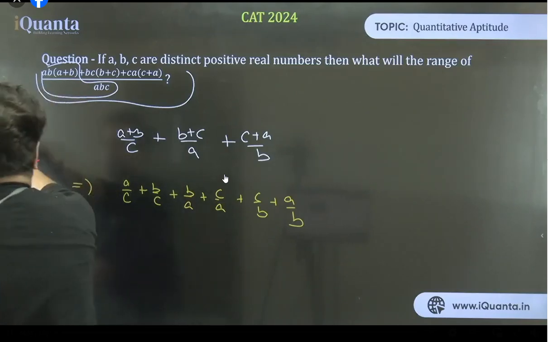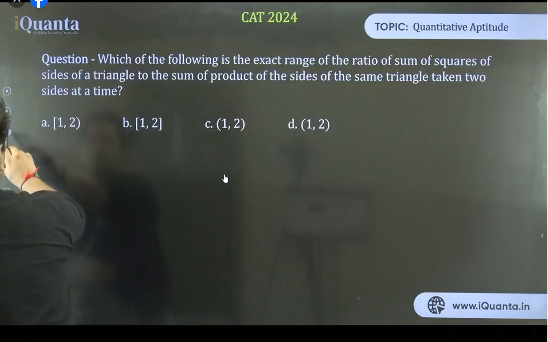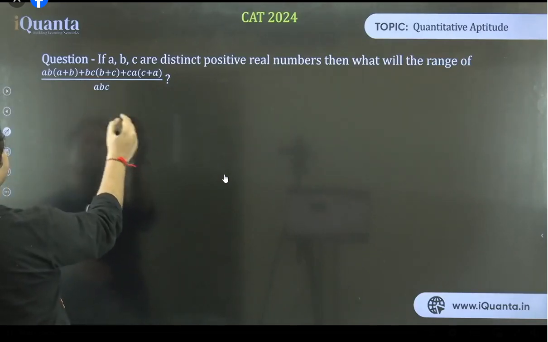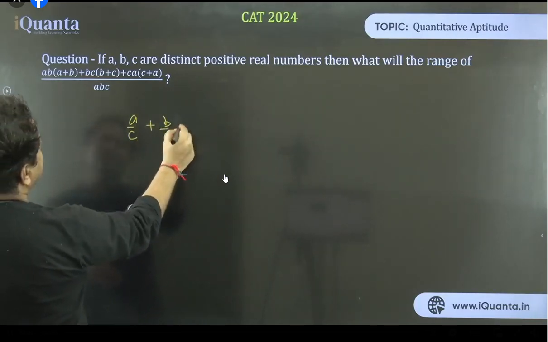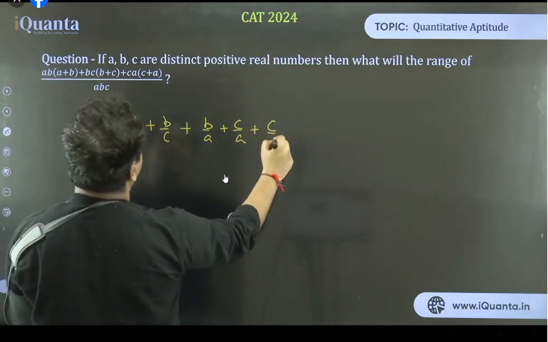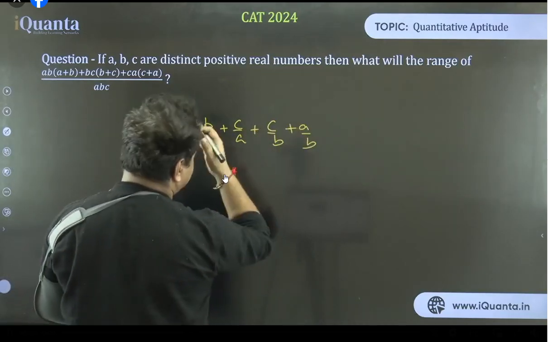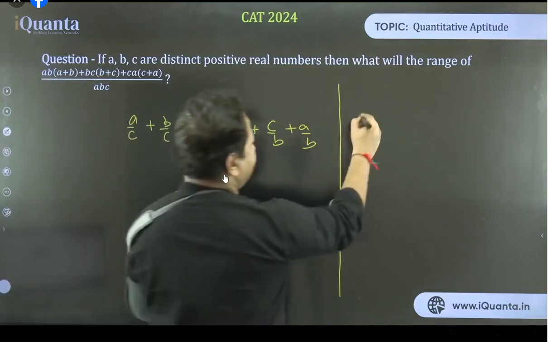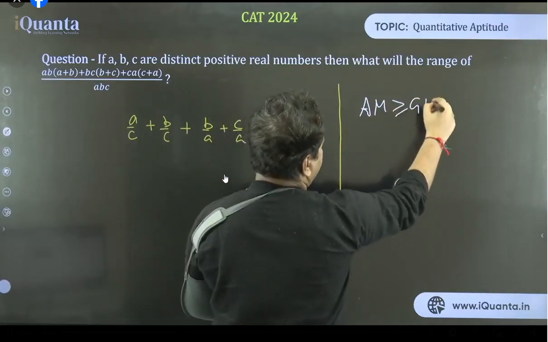6 values are there, isn't it? Oh sorry, I erased it. I'll write that again. I got a by c plus b by c plus b by a plus c by a plus c by b plus a by b. Okay, I have 6 values over here. Now if I try to apply the inequality arithmetic mean is greater than or equal to geometric mean.